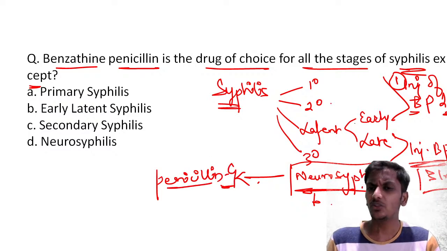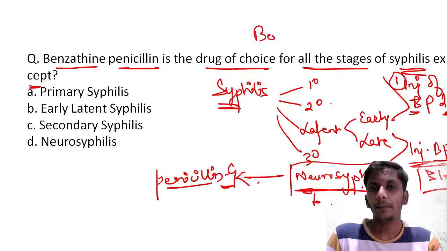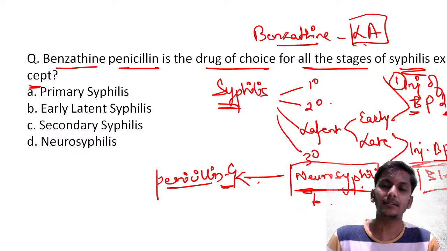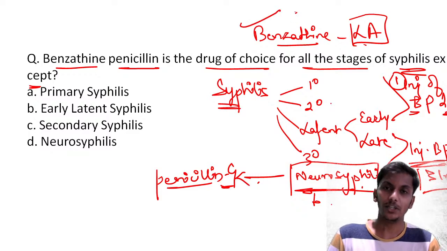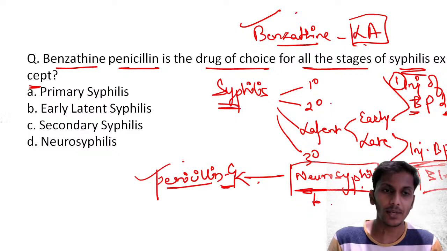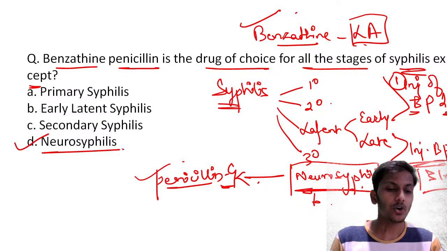And why is benzathine usually added? Please remember, benzathine is usually added along with penicillin G to make it longer acting. And as we all know, the longest acting penicillin is benzathine penicillin G. But as CNS penetration is not seen with benzathine penicillin, penicillin G alone is given in cases of neurosyphilis. The answer over here is option D, neurosyphilis.